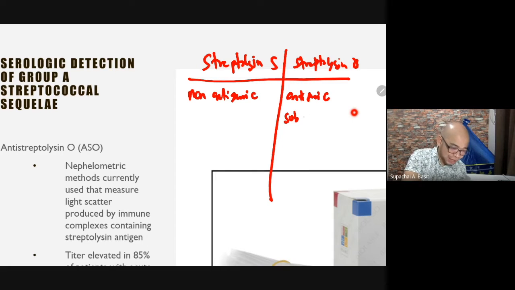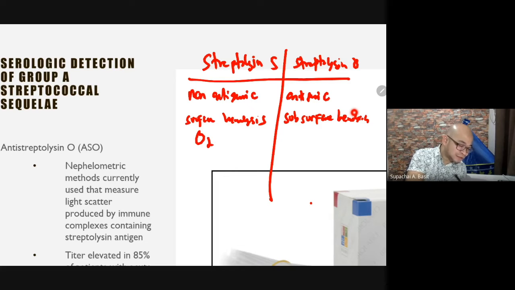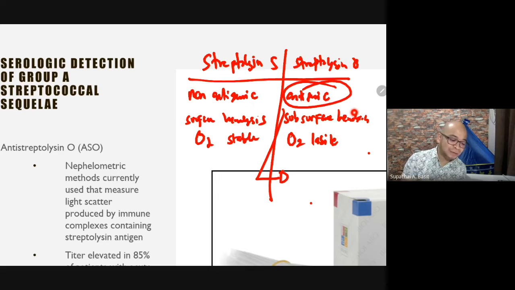And it is actually responsible for subsurface hemolysis. Streptolysin S is responsible for surface hemolysis because it is oxygen stable, unlike streptolysin O, which is oxygen labile. And since it is antigenic, we can produce antibodies against streptolysin O. The antibodies against streptolysin O are known as the ASO, or anti-streptolysin O.